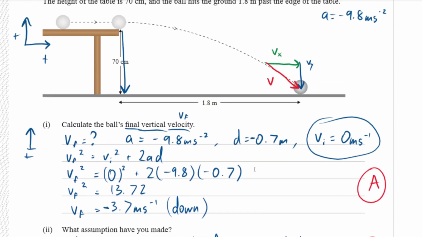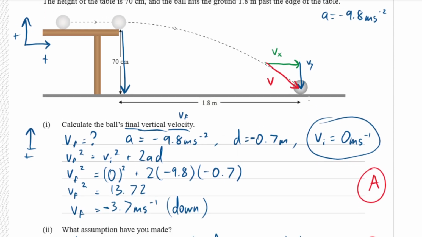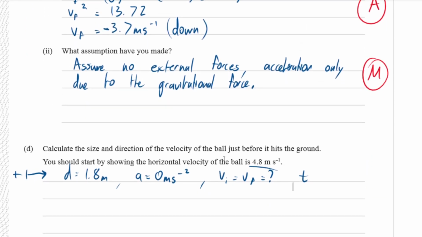Do we know time? The time it takes for it to go from the edge of the table to hit the ground. We do not know time. However, we can work out time in the vertical direction, where we have more information, and then bring that into the horizontal direction to solve for Vx.